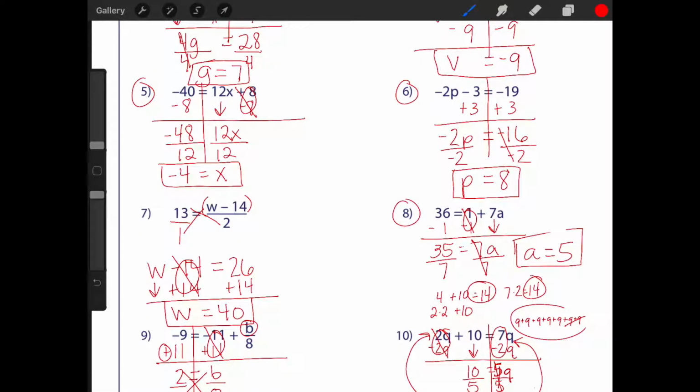Okay, so looking at number 5, 6, and 8, you should have done those on your own. So looking at number 5, the first thing we did was subtract the 8 from both sides, and then we divided by 12 to figure out that x equals -4. For number 6, we had to add 3 to both sides, and then we divided by -2 on both sides to get p equals 8 because those negatives did cancel out. And make sure that you are not losing the negatives because even one lost negative will end up costing you the correct answer. In our final problem, number 8, we subtracted 1 from both sides and then divided by 7 to finish off the problem with a equals 5.